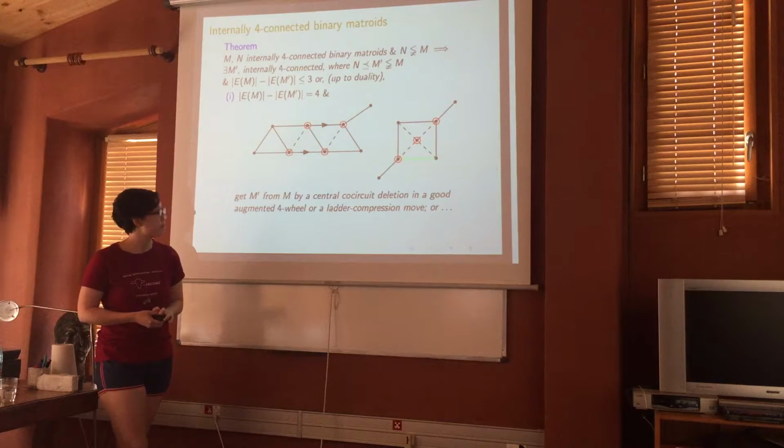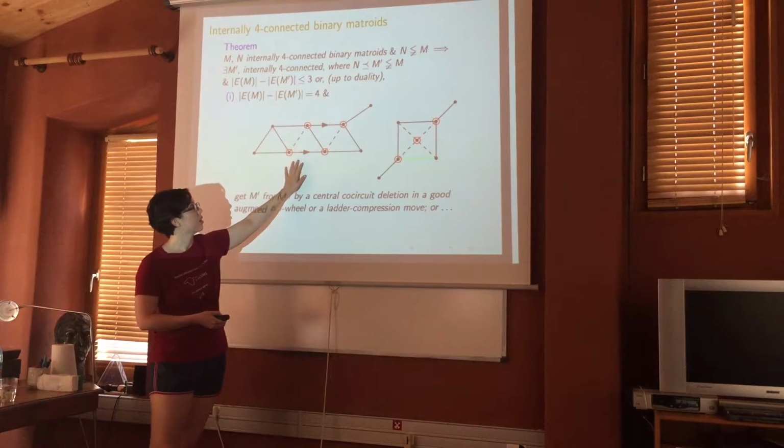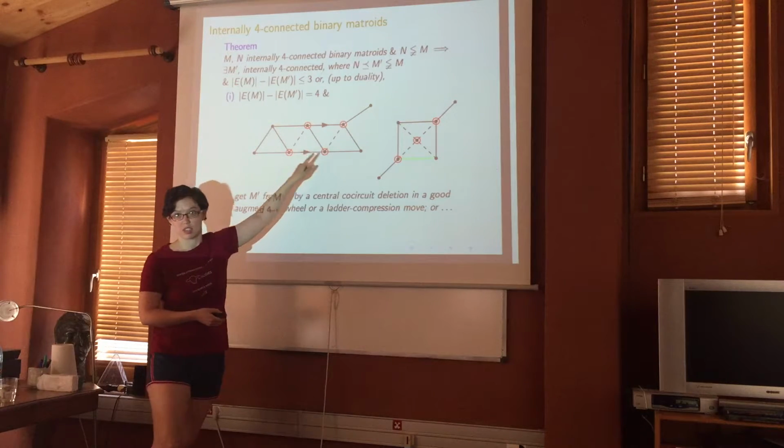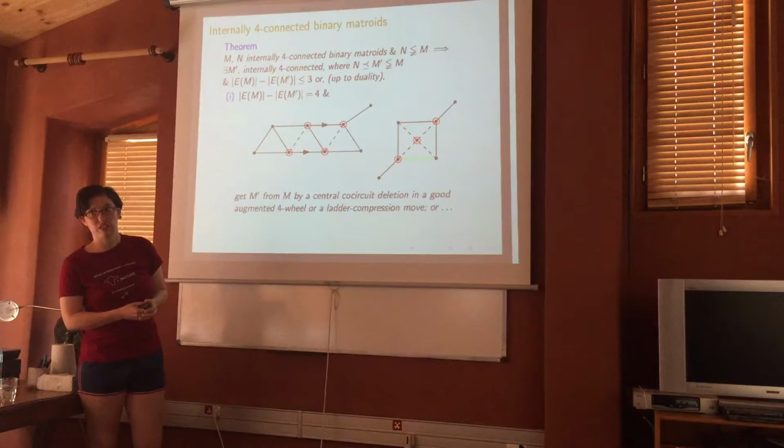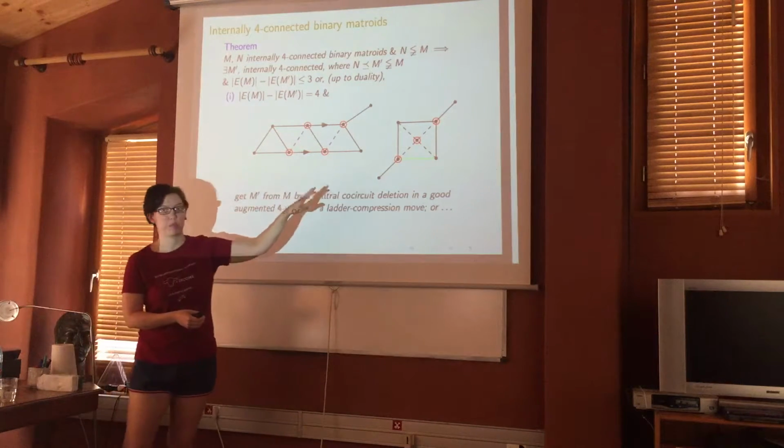What do your arrows mean? Arrows are contractions. So here I'm suggesting to contract 2 edges and delete the dashed edges, and that's a compression move inside a bit of quartic ladder. So these are 2 4-element moves.